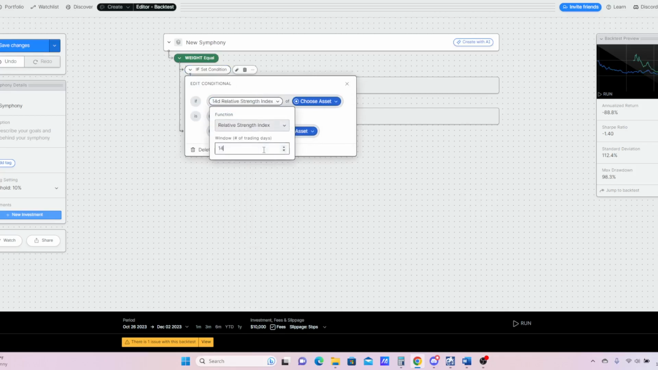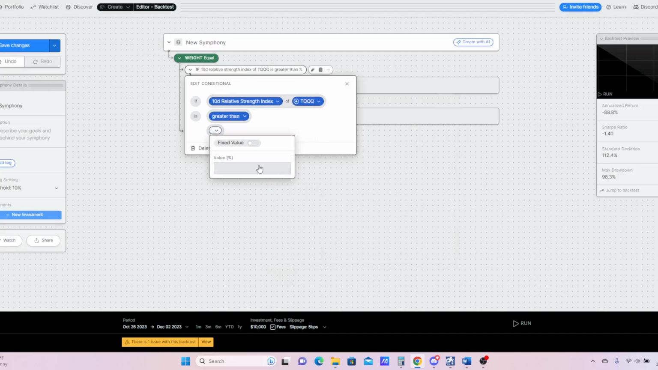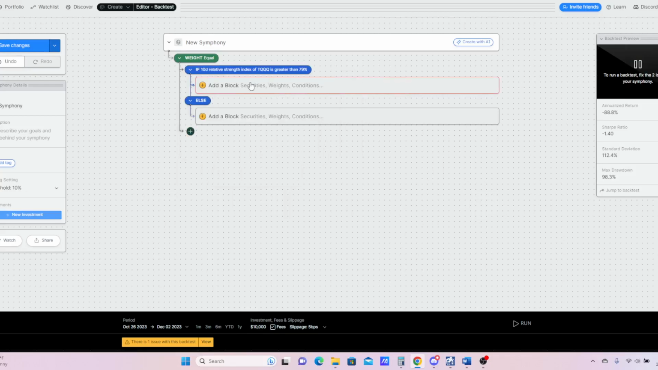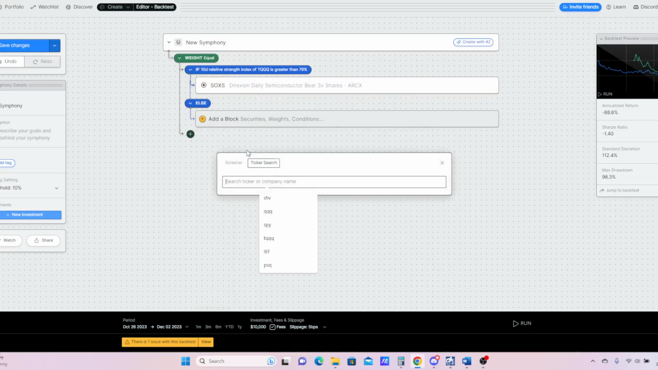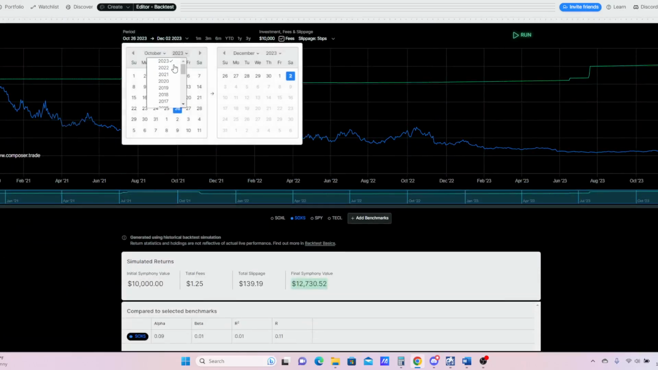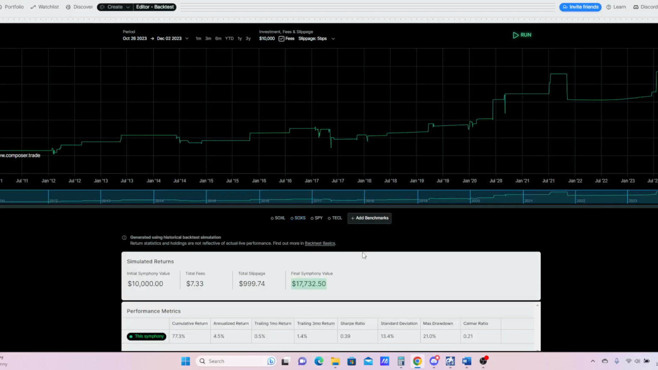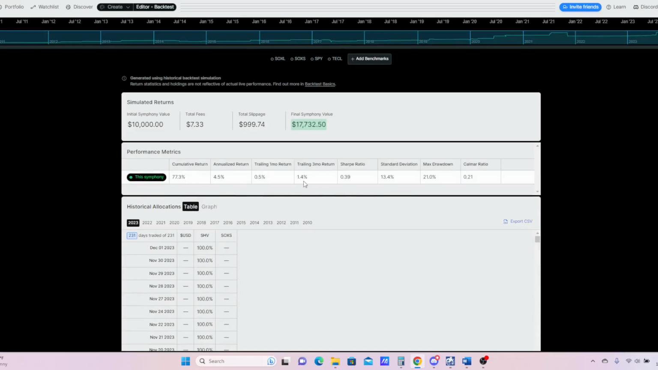Where am I at? Here we are. If 10-day RSI of TQQQ is greater than 79, stocks S. Okay, so let me look at the cumulative return. So 77% since 2011.